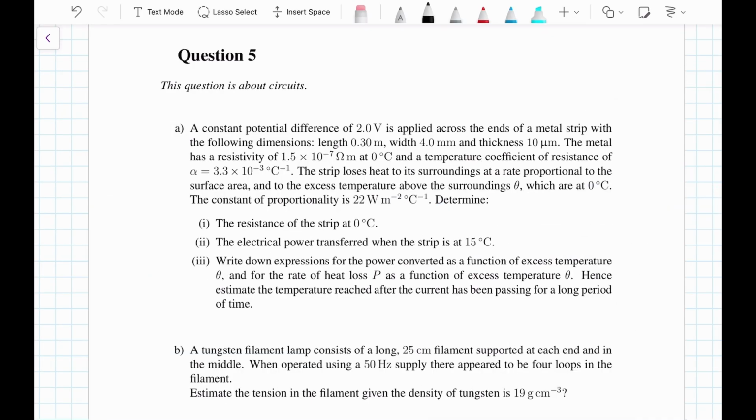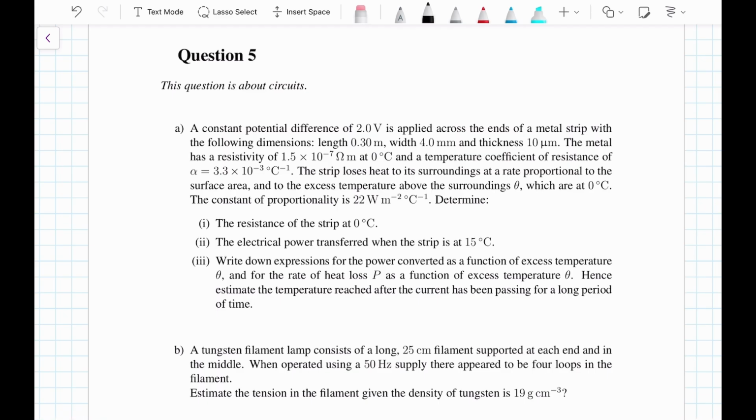In this video, we're going to look at question 5. It says a constant potential difference of 2 volts is applied across the ends of a metal strip with the following dimensions: length 0.3 meters, width 4 millimeters, and thickness 10 micrometers. The metal has a resistivity of 1.5 times 10 to the minus 7 ohm meters at 0 degrees Celsius and a temperature coefficient of resistance of alpha.